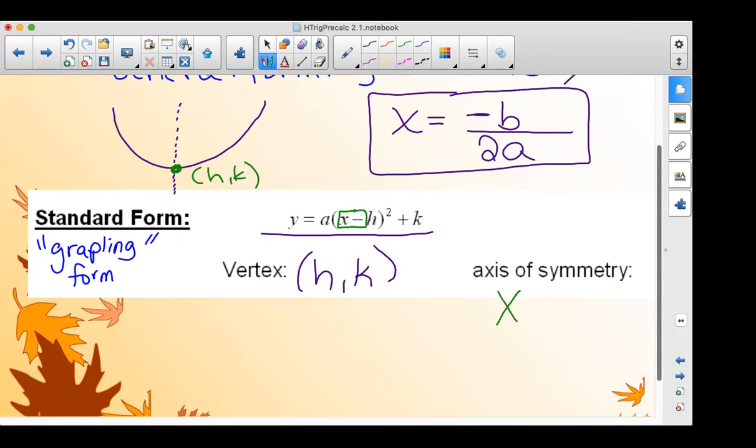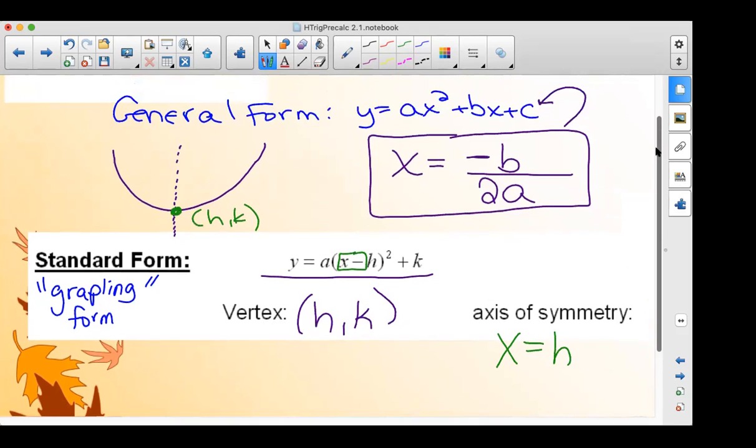The axis of symmetry, if I have this form, I don't need to use negative B divided by 2A. It's just H. Because the axis of symmetry cuts right through the vertex. They meet at the same X value. The middle of the graph is my axis of symmetry, but it's also the location of the point for the vertex.